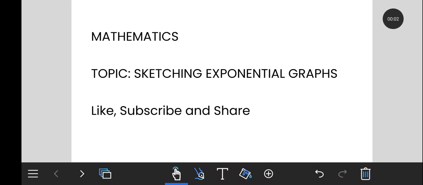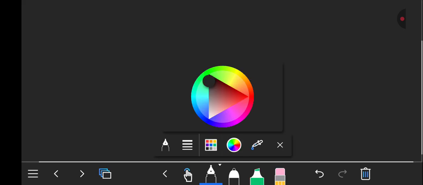Welcome to this session. This will be the last part of sketching of exponential functions, and we are concluding by sketching exponential graphs. So we'll do this in a very short period of time because sketching of exponential graphs is very simple and straightforward, but tricky somehow. So let's start. We are looking at graphs of exponential. So exponential graphs.